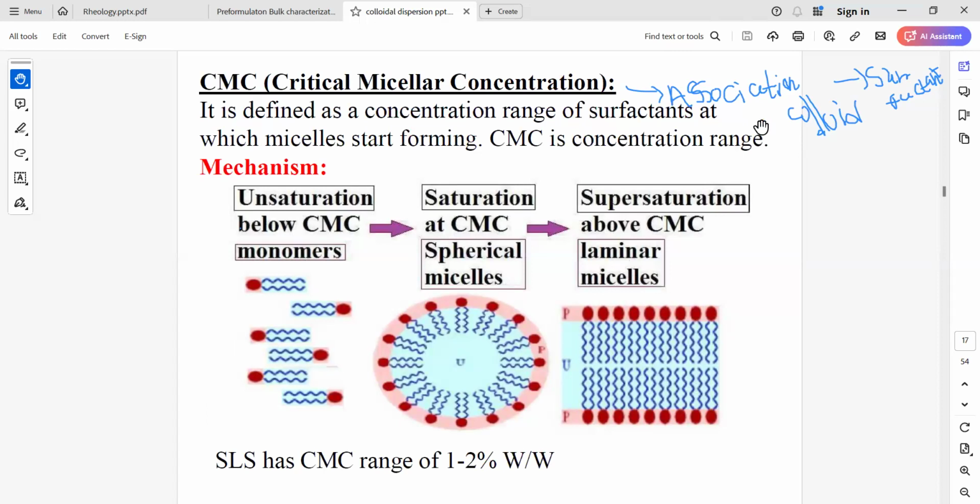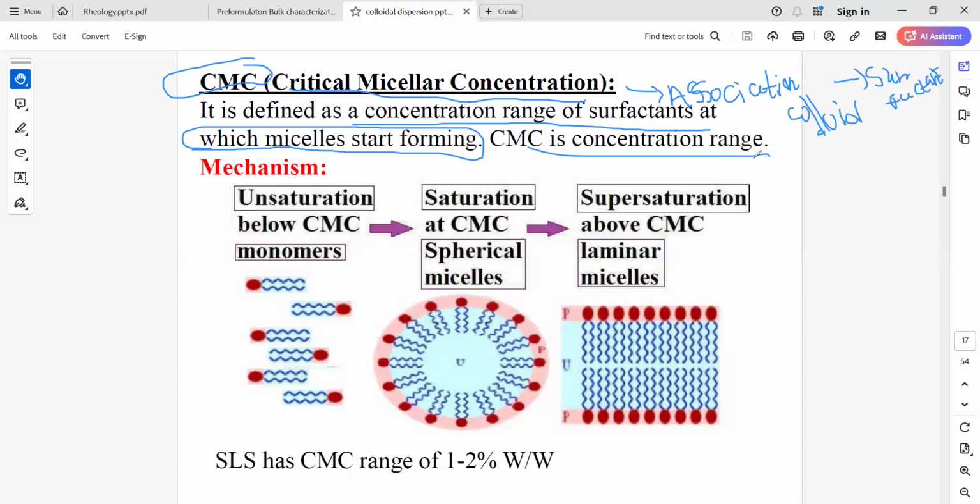And the most important thing to consider here in case of colloids is the CMC. What do you mean by CMC? In case of association colloid, the most important term to consider is the CMC. And what is CMC? It is written here also. Critical micelle concentration, right? And what is the definition of critical micelle concentration? It is the concentration range of a surfactant at which micelles start forming. Okay, at which micelles start forming.